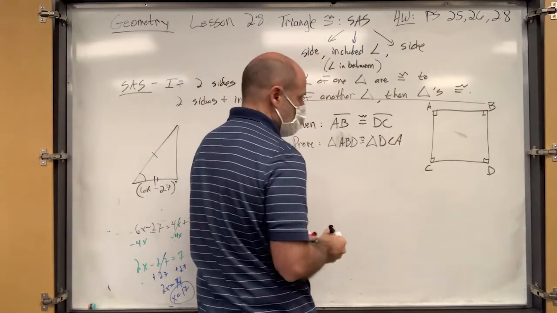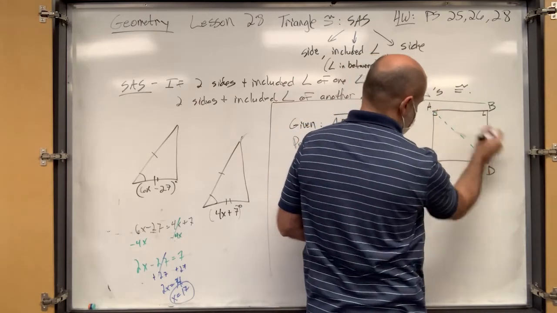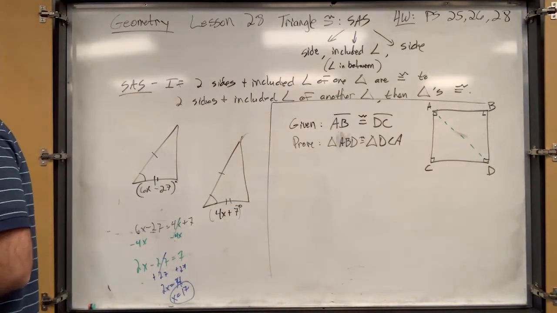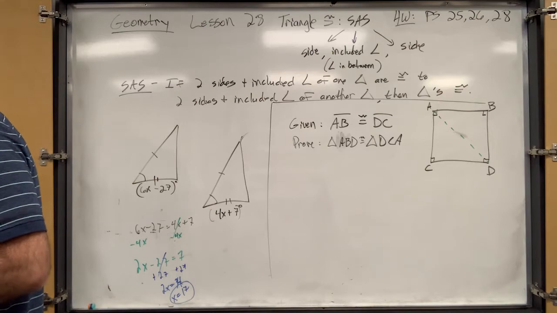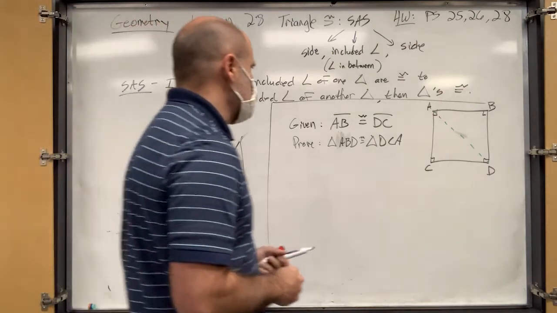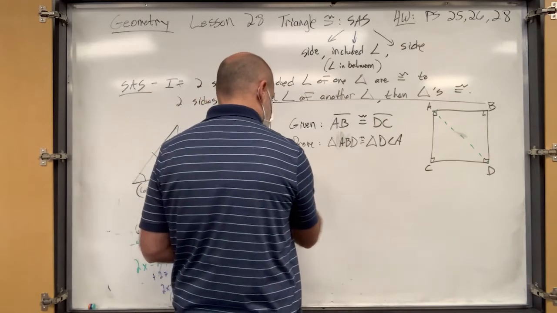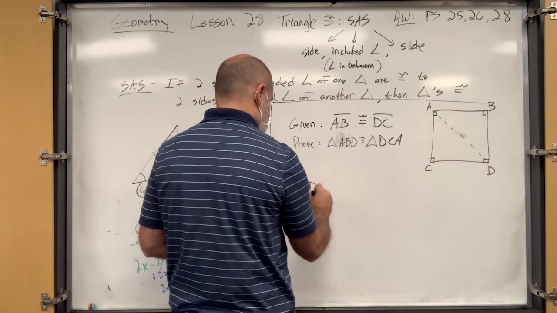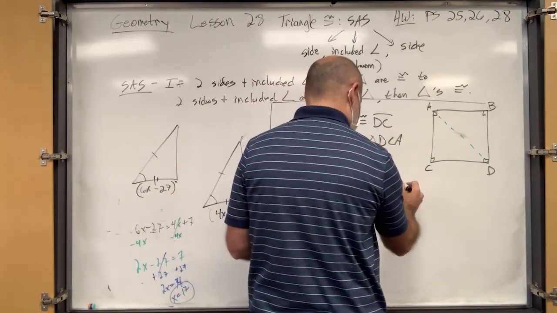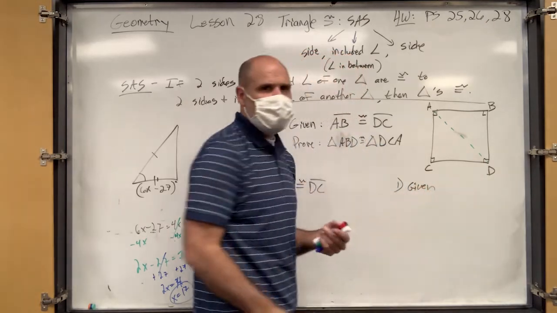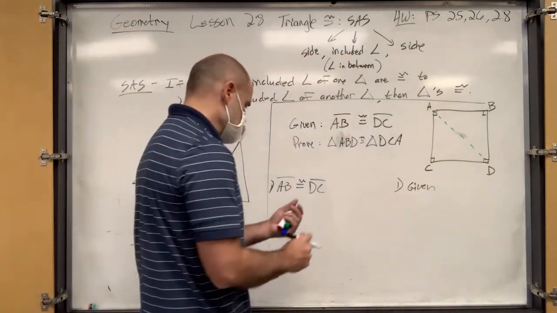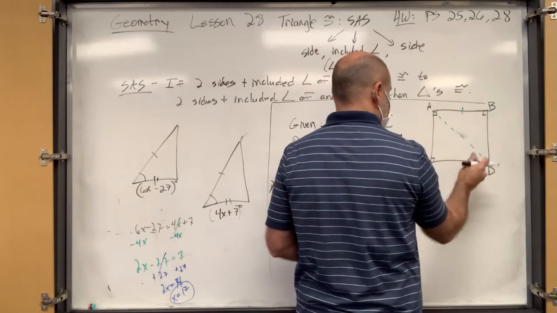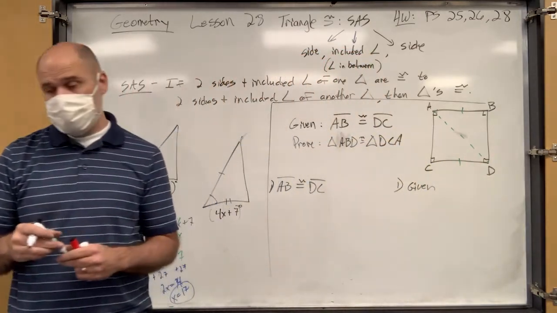Okay, so here's what I'm doing. I want to prove that this triangle is congruent to this triangle. So far, so good? Okay, well, let's try this. So what's my first statement? What's given? So AB is congruent to DC. Why? Because it's given. See how easy that first statement and reason is? Okay, so I'm going to just make a tick mark right here, AB and DC.